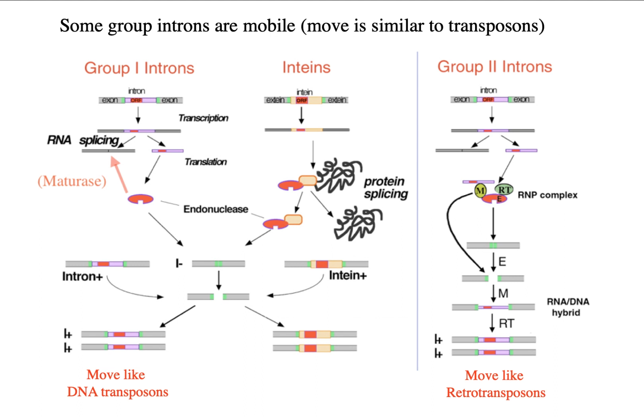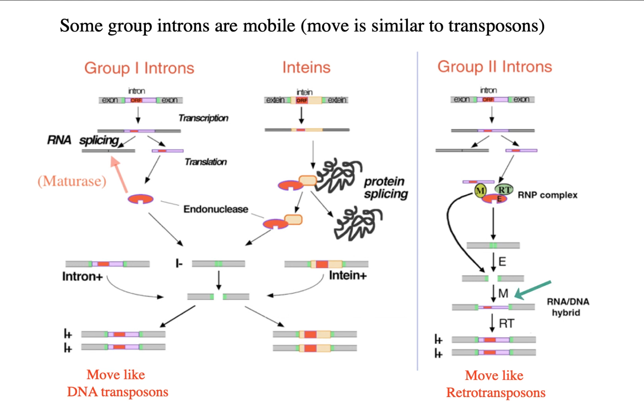Some of the group 1 and group 2 introns are mobile. So on the left-hand side for group 1 introns, the ones that are mobile usually encode for an endonuclease, and the endonuclease recognizes a particular spot on the DNA, cuts that, and then you get an insertion of a copy of the intron. In the case of group 2 introns, on the right-hand side, they encode several proteins, including a reverse transcriptase and an endonuclease usually, so they'll hit a target sequence.